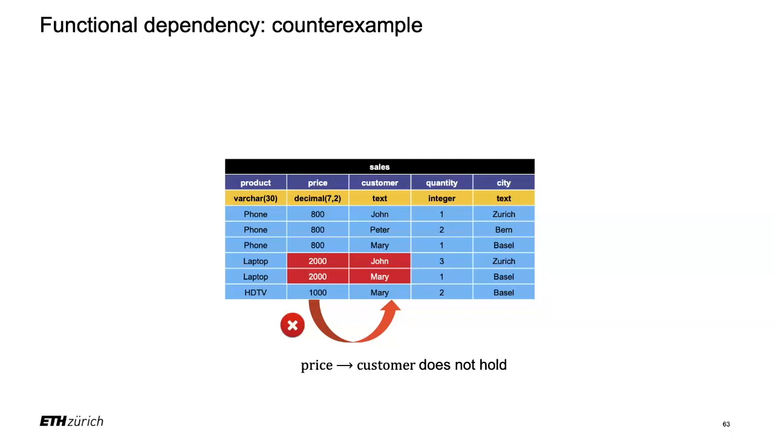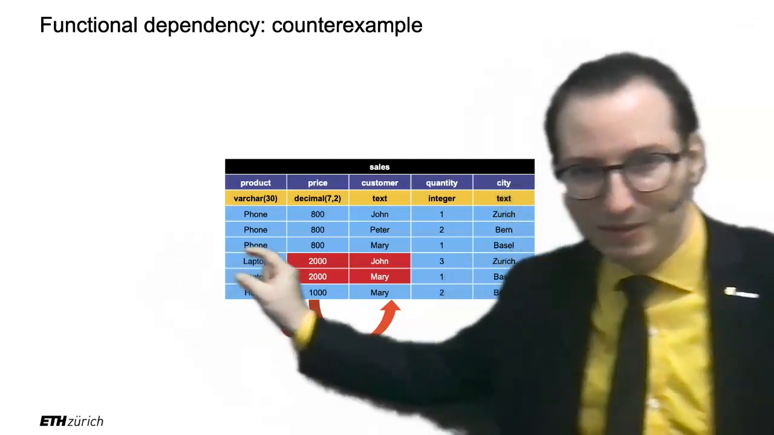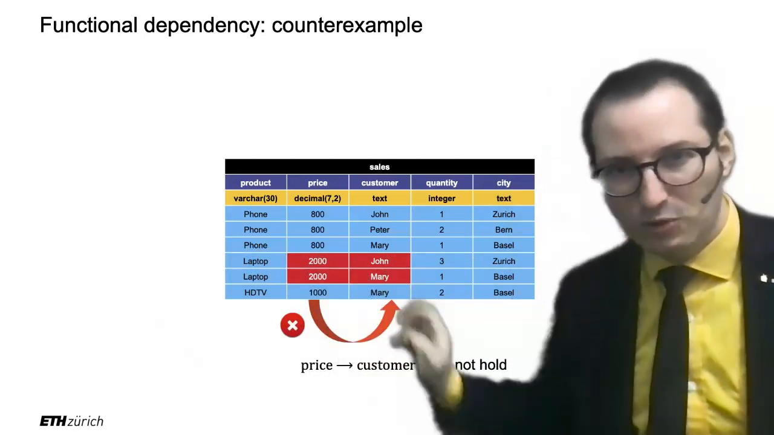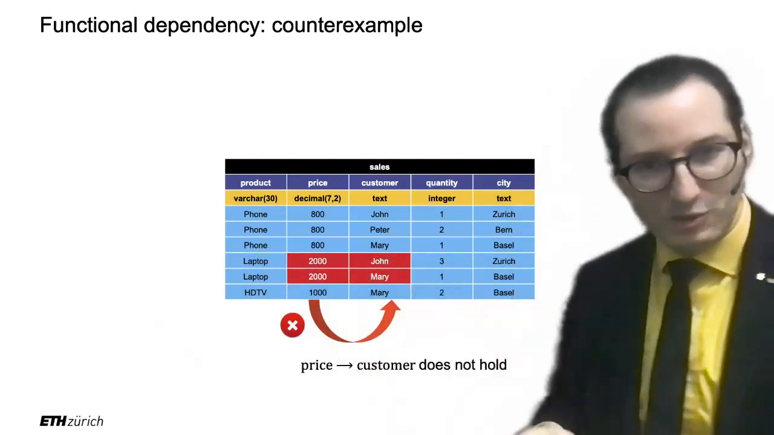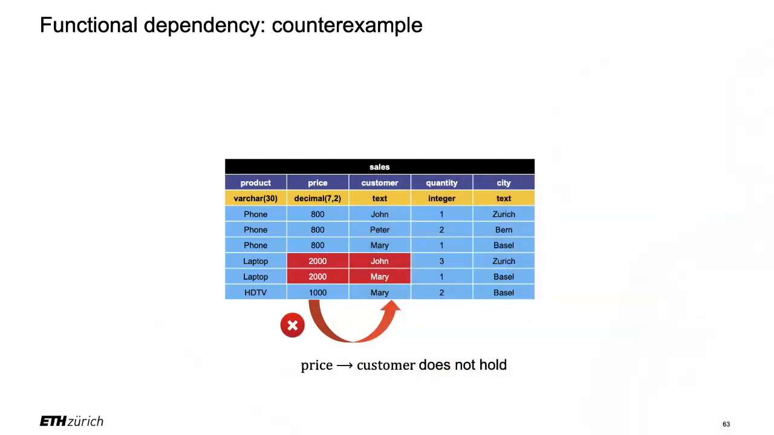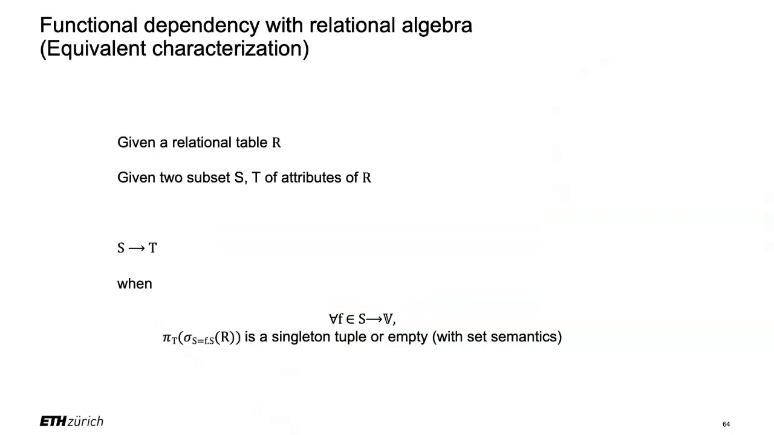So all I need to do is find two tuples that agree on price and that disagree on customer. And this is exactly what we have here. I found two tuples. They agree on the price, but they disagree on the customer. That's enough. That's all I need to say that this doesn't hold for the table. I just need one counterexample. The other opposite direction, of course, to prove that it does hold, then you really need to check everywhere that it's always true for any two pairs of tuples. Or you can use the axioms, as we will soon see.